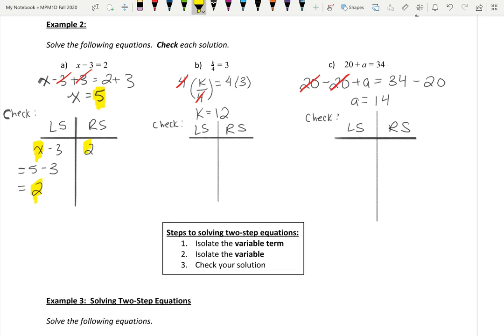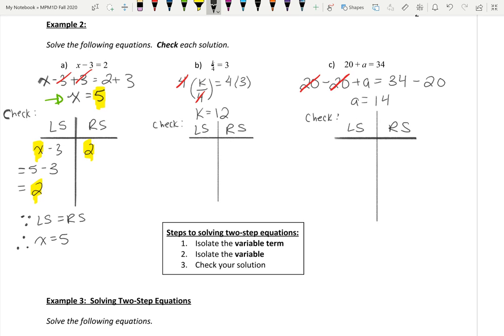My left side and my right side are equal to the same value, which is what we want. If our left side and our right side are equal, that means that we actually did find the correct value of x, which is 5. So I'm going to write: since left side is equal to right side, therefore x is indeed equal to 5.